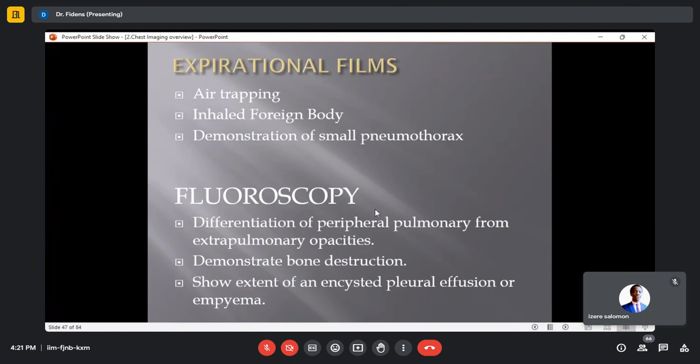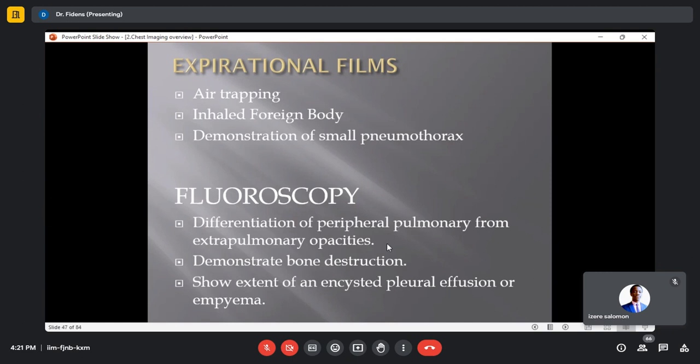Let us go to fluoroscopy. It's not done frequently. It is when you want to differentiate peripheral pulmonary from extrapulmonary opacities. Sometimes you may see an opacity on chest and you wonder if it is within the chest, the lungs, or outside the lungs. You can do fluoroscopy and see it very well. You want to demonstrate bone destruction.